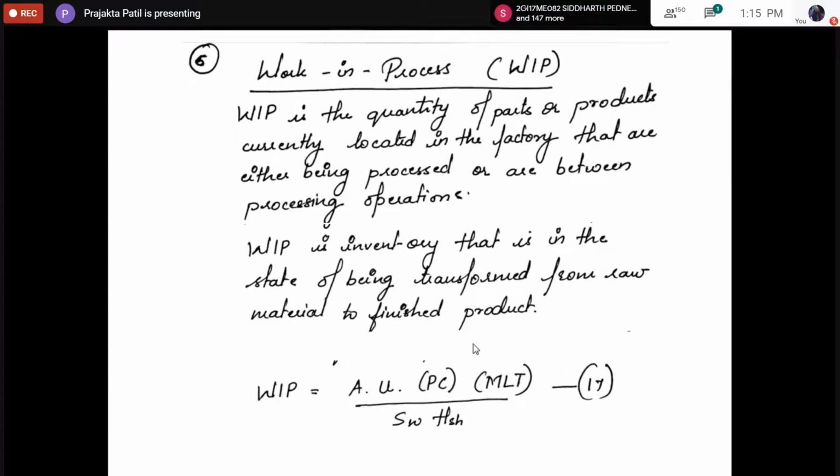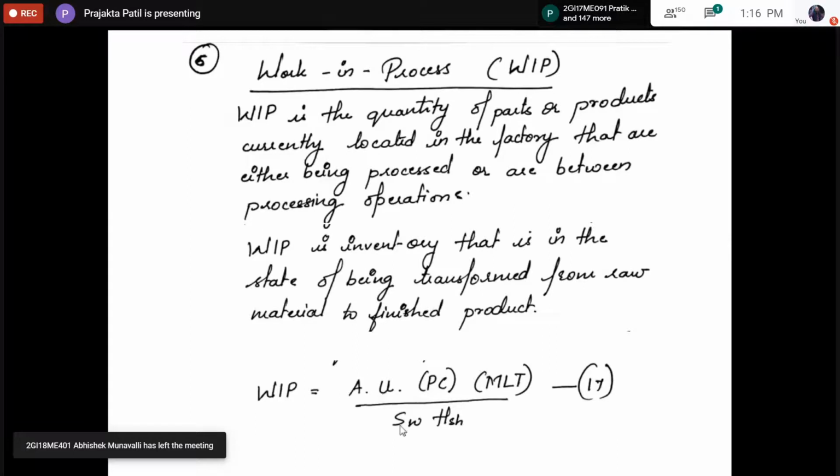So this is the equation to get work in process, that is the number of units or quantity of parts which are currently in the factory, either getting processed or waiting to be processed. The equation is given by availability into utilization into production capacity into manufacturing lead time, divided by number of shifts per week into number of hours per shift. So this is the equation for work in process.